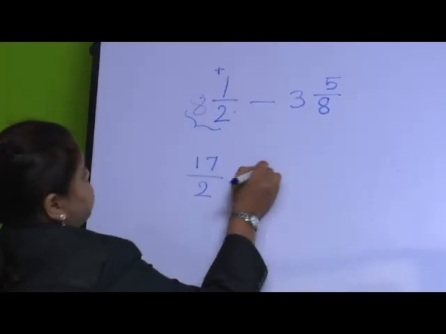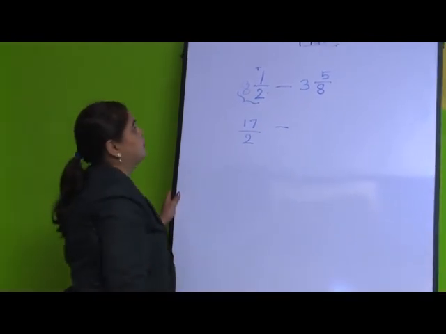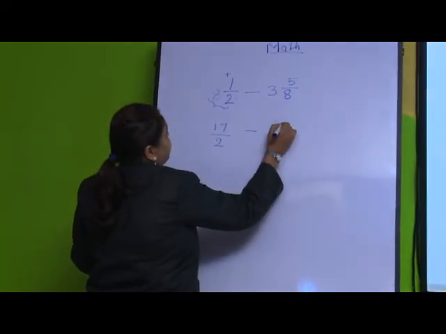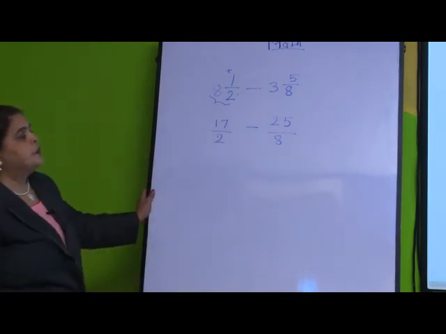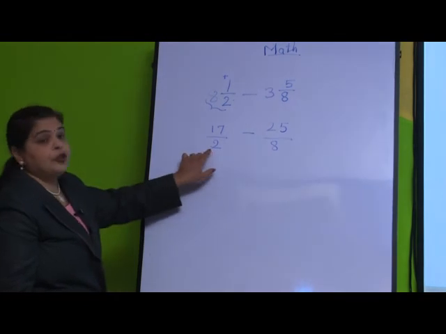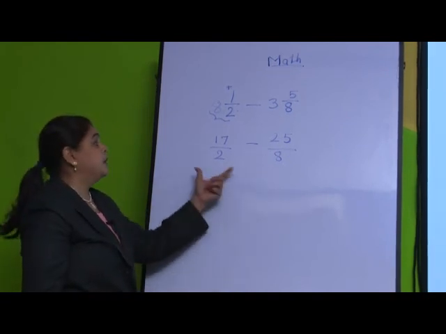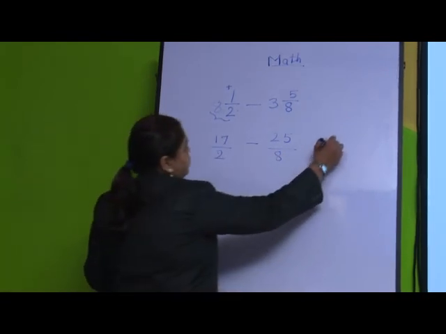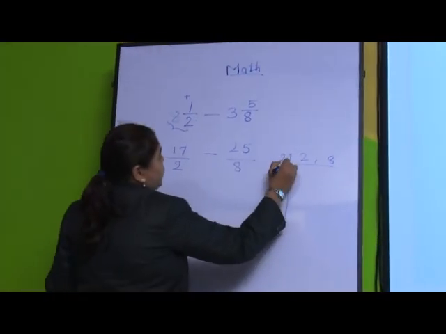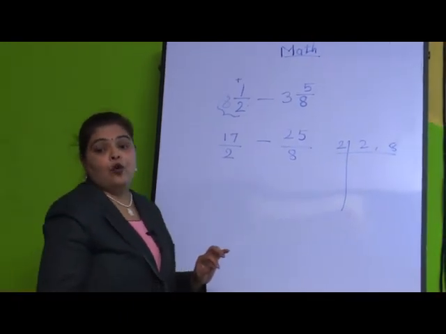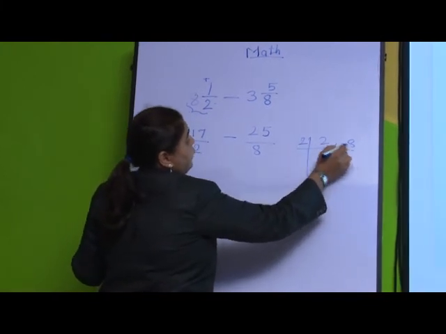Now, our operation is subtraction. Now, 8 threes are 24. 24 plus 5 is 25 upon 8. Now, both the denominators are different, but they are not prime numbers. So, we have to go for an LCM. What will be the LCM of 2 and 8? When we are finding out the LCM, we have to start with 2, because we are having an even number here.